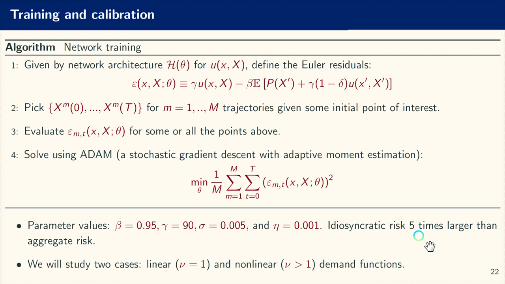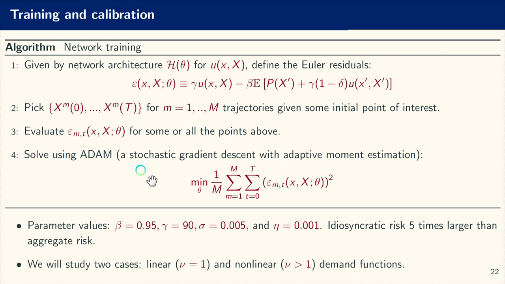Then we pick a bunch of trajectories for the state variables in our model. Okay? And the only way you do that is you can pick them randomly, for instance, and then just say, well, given some random decision rule and some random initial point, that is going to give us a whole law of motion, a whole path for this. And what we want to do is evaluate the Euler residuals in some or all the points in these trajectories. And what we are going to do is say, let me pick the coefficients of the network architecture to minimize the square of the sum of the residuals over these trajectories and all these different points.